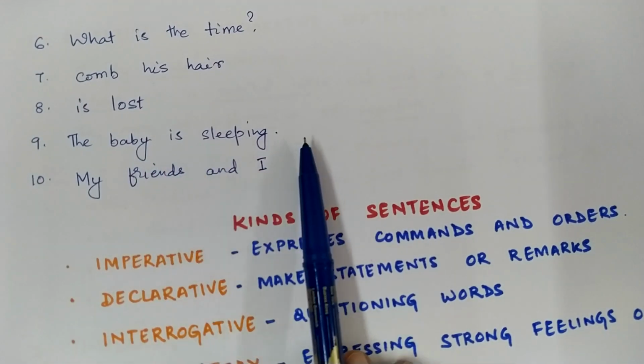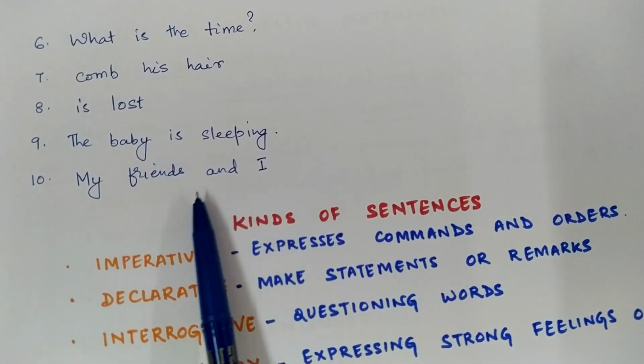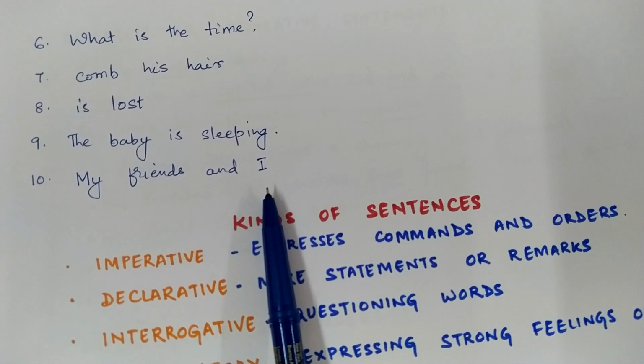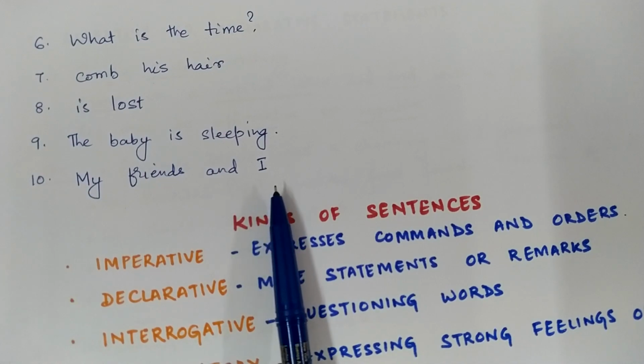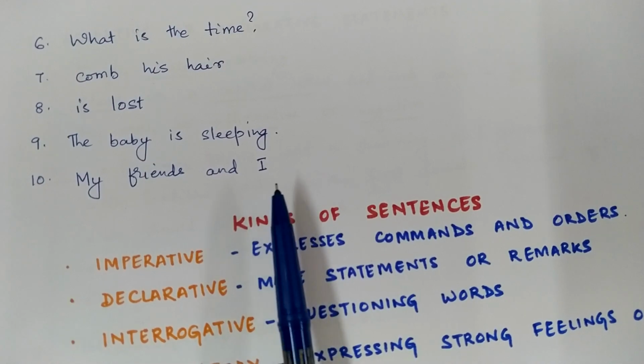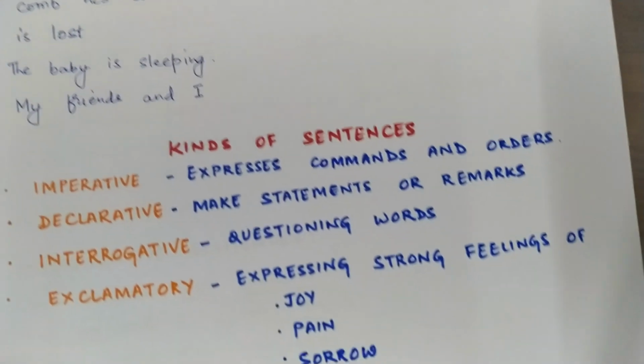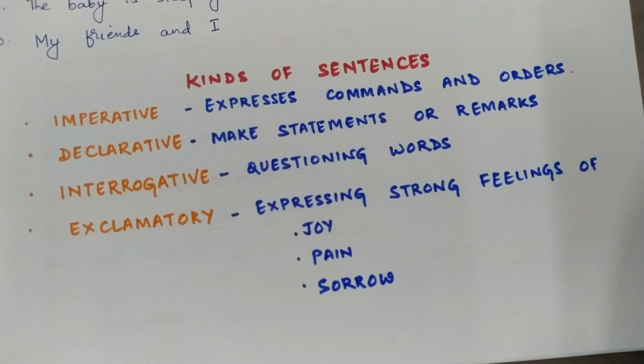The baby is sleeping. 10, my friends and I. This is not a meaningful sentence because it is not telling anything, what my friends and I are doing, or what about my friends and me. Next, children, we will come to kinds of sentences.